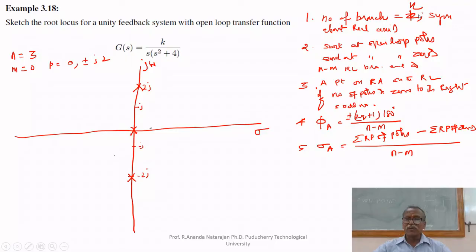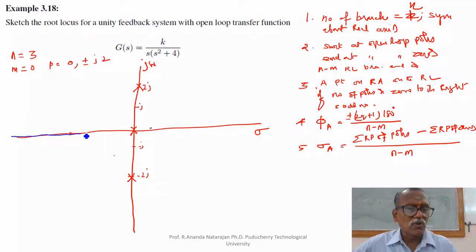A point on the real axis is on the root locus if number of poles and zeros to its right are odd number. Suppose I am taking a test point here. To its right, how many poles and zeros? Odd number, only 1. Consider only on the real axis. Only 1, odd number. Therefore, the entire negative real axis is part of root locus.